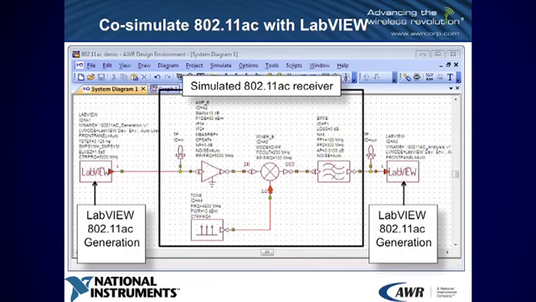So here's my LabVIEW as a source. Here's a simulated IF receiver, amplifier, mixer. Here's my IF coming out. And then LabVIEW 802.11ac analysis right here. This would be an interesting type of analysis to do if you wanted to look at the effects of the group delay, for example, of this filter on the demodulation or EVM of the particular signal.